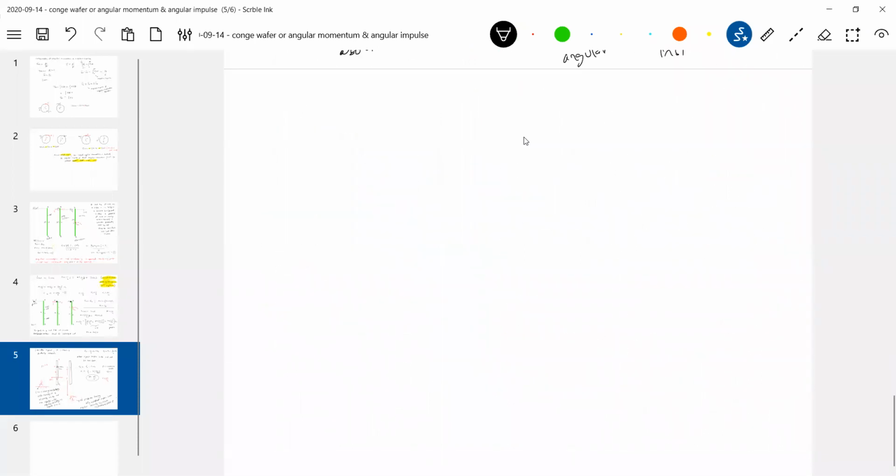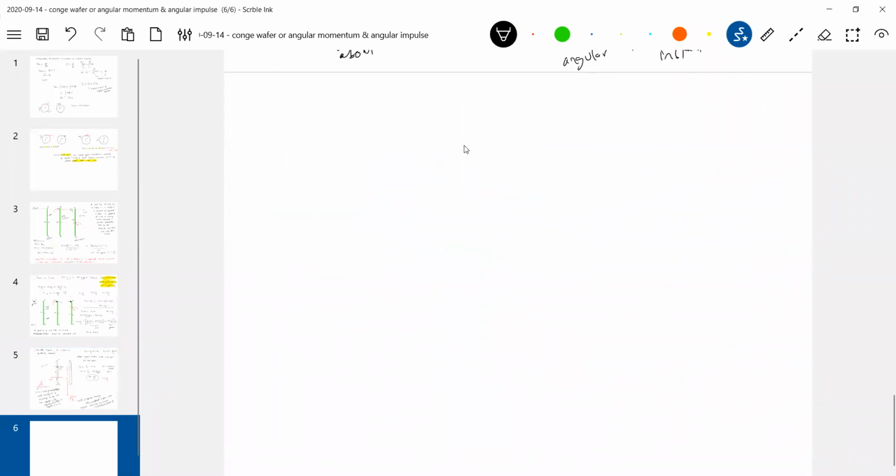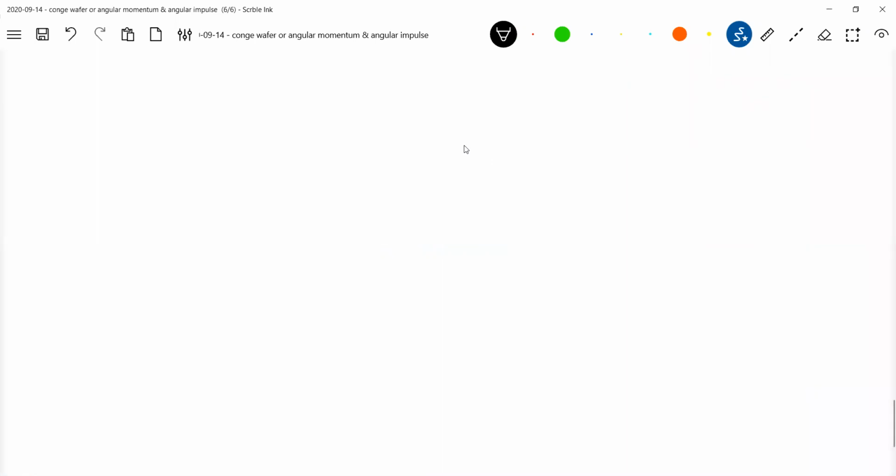Okay, let's take the next condition. First we took the collision elastic, then perfectly inelastic. Now let it be only inelastic, let me put it.